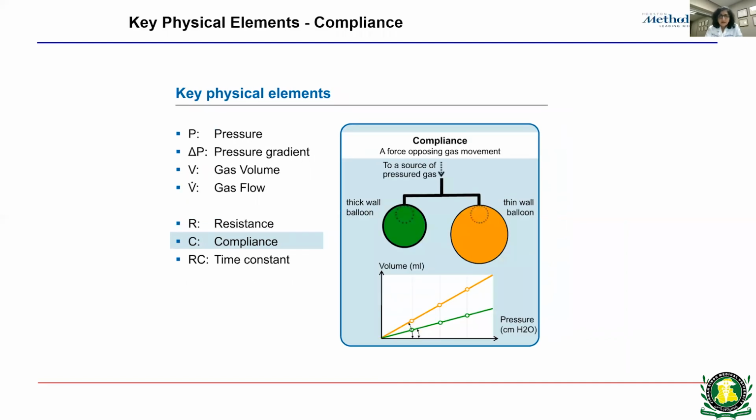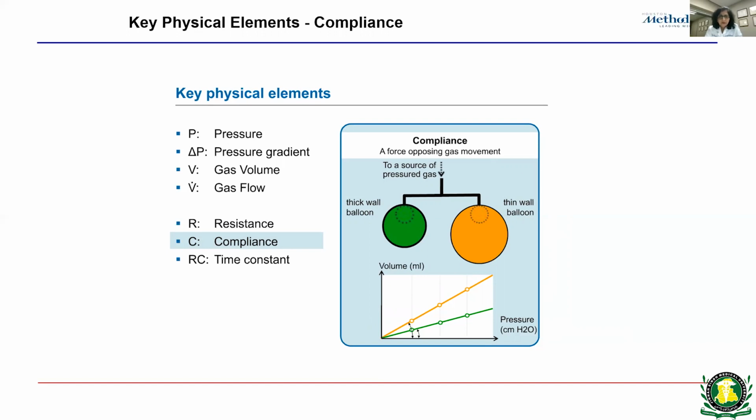Now, this last key element is something I want you to pay extra attention to, and that is compliance. And I'm comparing here the balloon and the human lung because they have one thing in common. They're both elastic, hollow, and gas-tight structures. Their volumes change at different levels of internal pressure. Now, compliance is a measure to express the pressure-volume relationship of such structures.